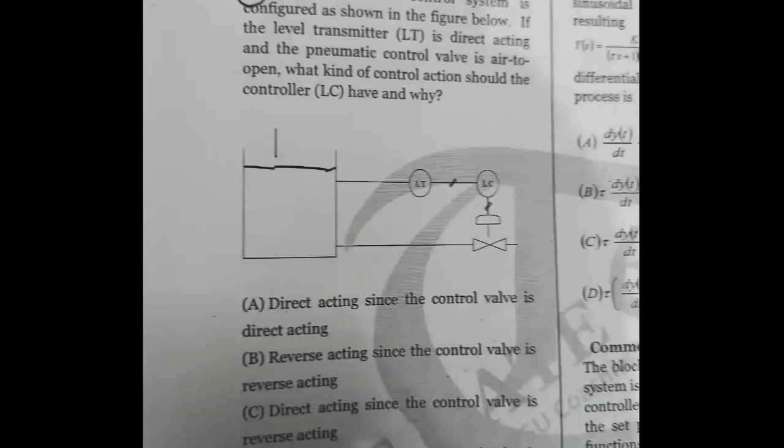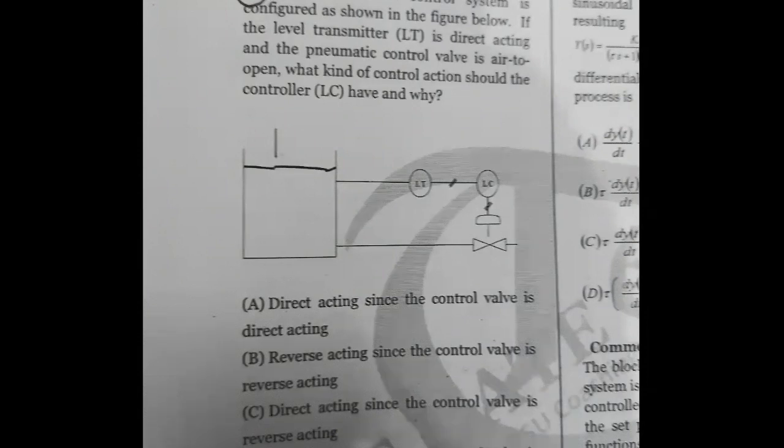If your height is increasing, the output should also increase, right? So he's saying it is increasing. Now, they have given air to open, right? Air to open, we normally take it as what? Air to open is an indirect acting valve or reverse acting valve, right? Now, what should happen to the level controller? Is it direct or indirect?